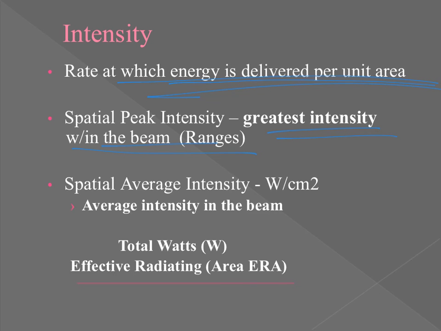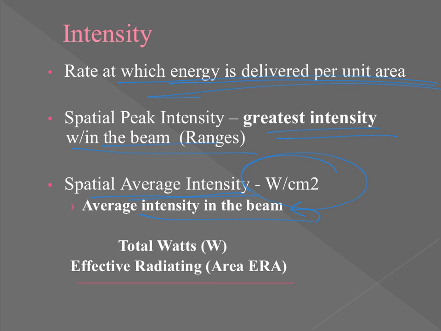Let's go back. Then we go to spatial average intensity. And this is what we typically report in the clinical setting. It's the average intensity in the beam. So it represents the peaks, the lows, the in-betweens. It's going to be the average intensity within the beam. This is what we typically report in our clinical notes.